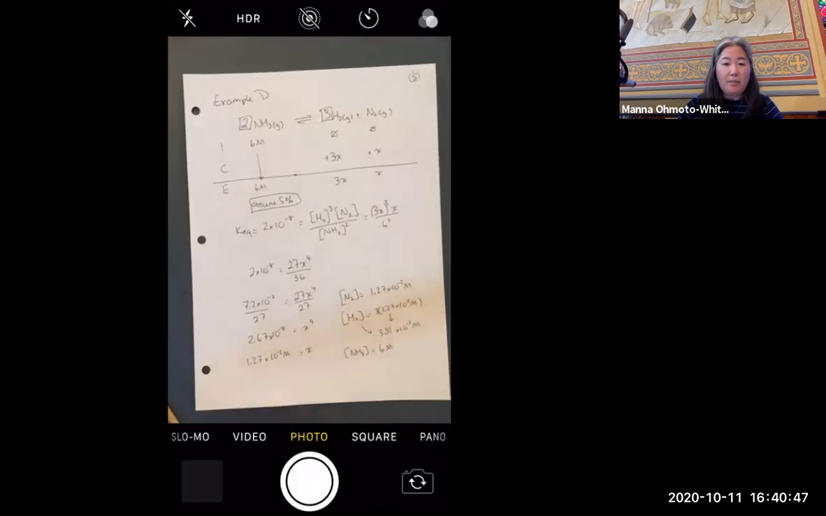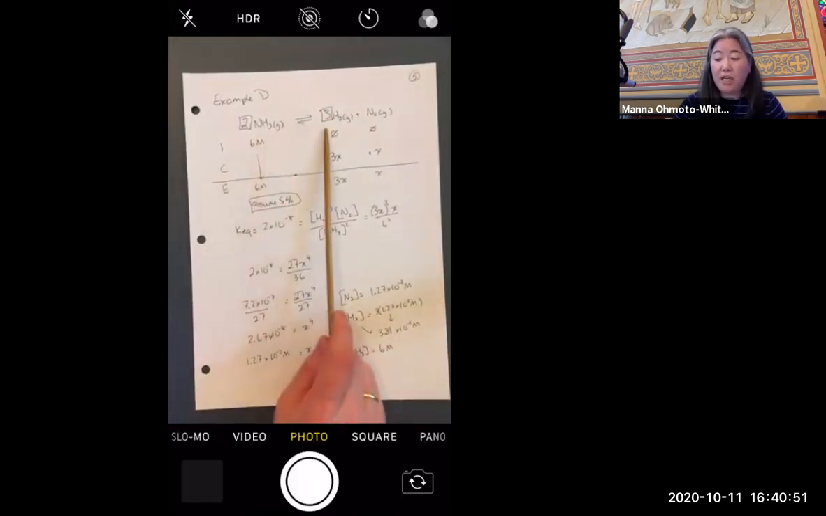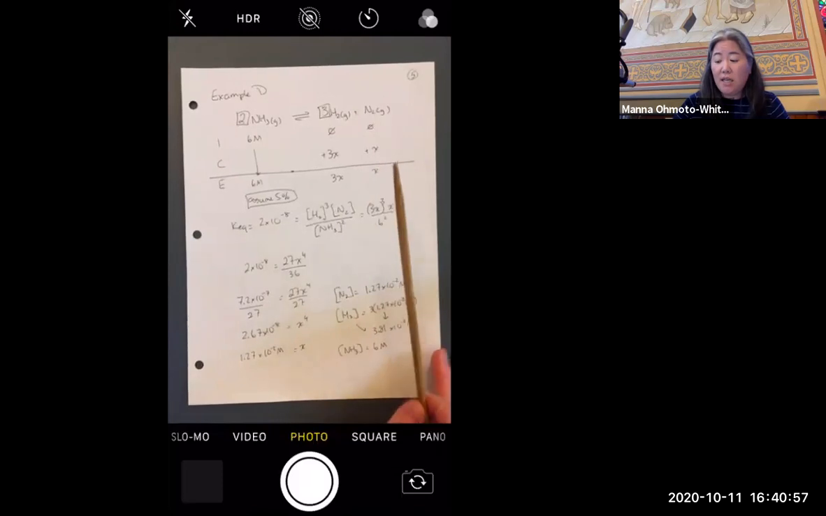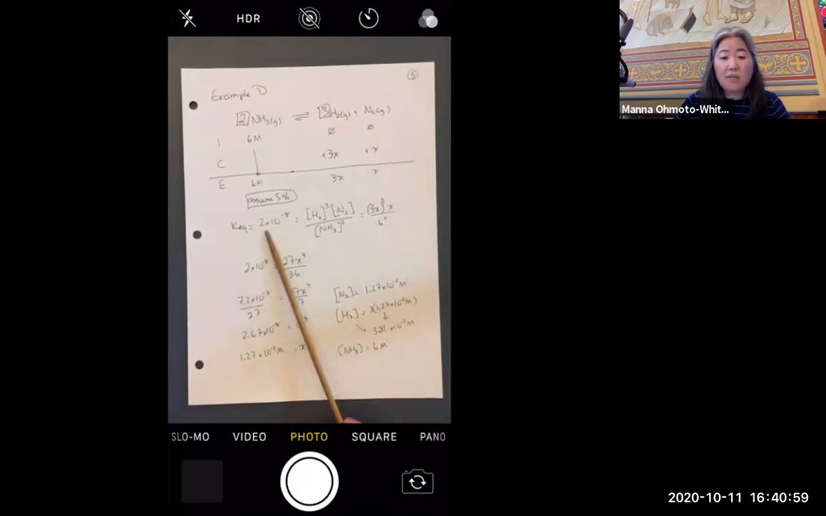And our final example, I have the dissociation of ammonia gas into hydrogen gas and nitrogen gas. So let's say that I start out with a 6 molar concentration of ammonia gas, and my Keq value is 2 times 10 to the negative 8th. So I do my check. Can I assume my 5% rule?